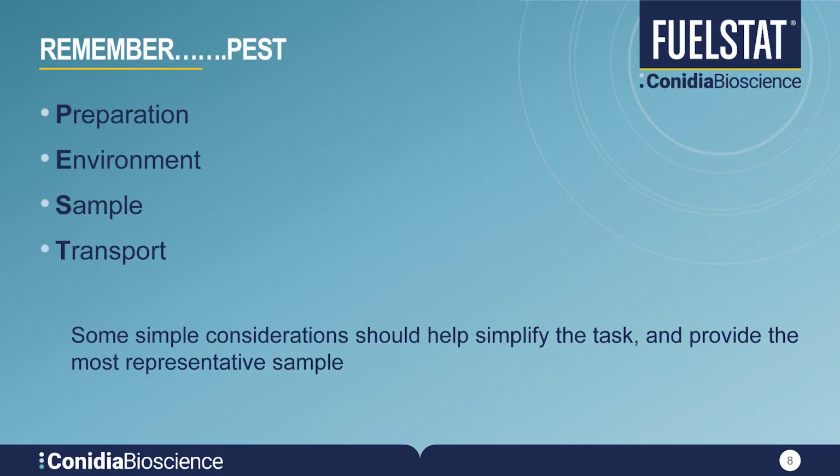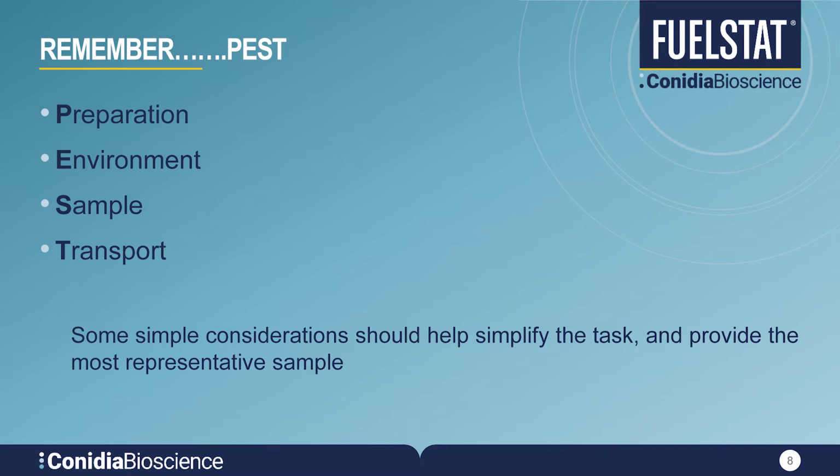When taking a fuel sample, remember the acronym from our first session, PEST. P for preparation. Preparation is key to obtaining a good and most representative fuel sample. E for environment, minimizing external factors that could pose a cross-contamination risk. S for sample. At a minimum, take a sample from the lowest point of the tank, as that is where the highest concentration of water and organisms are likely to be found.